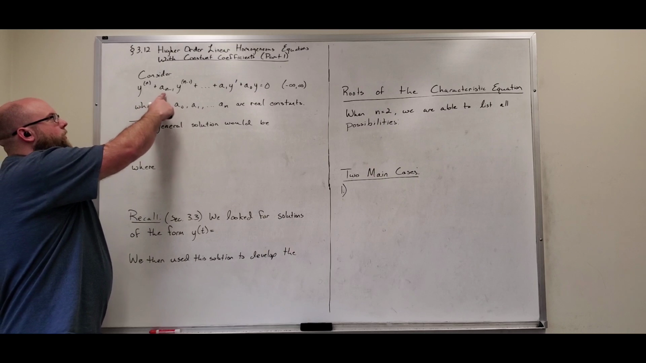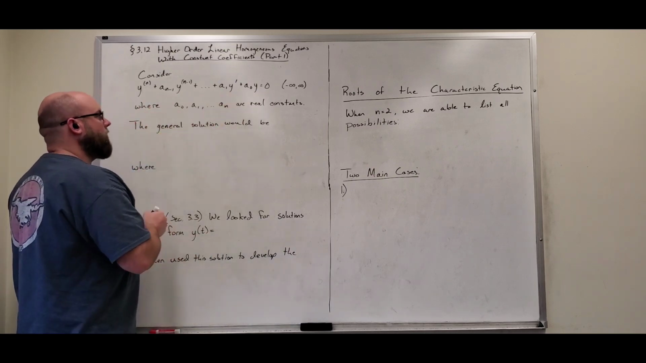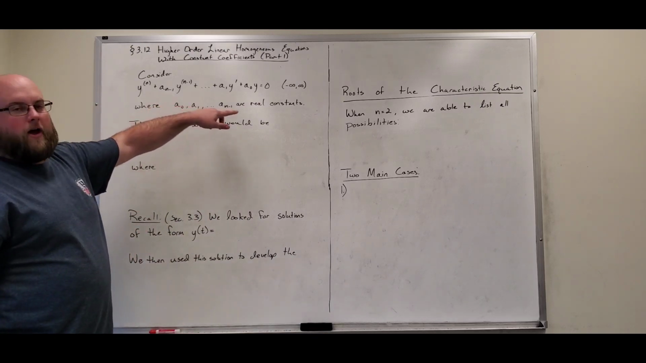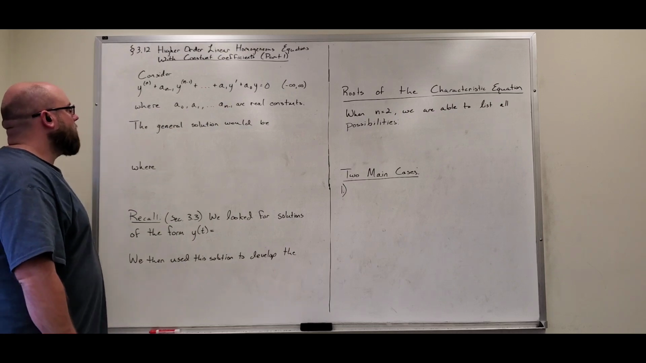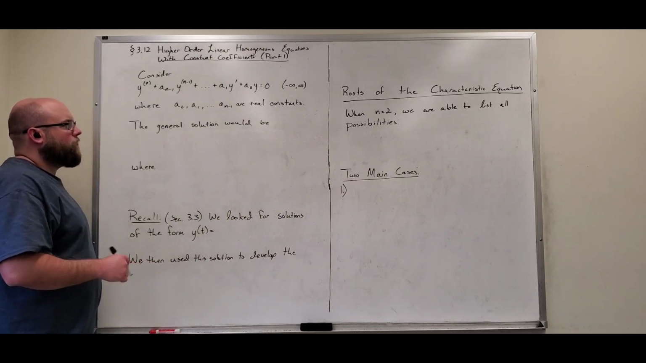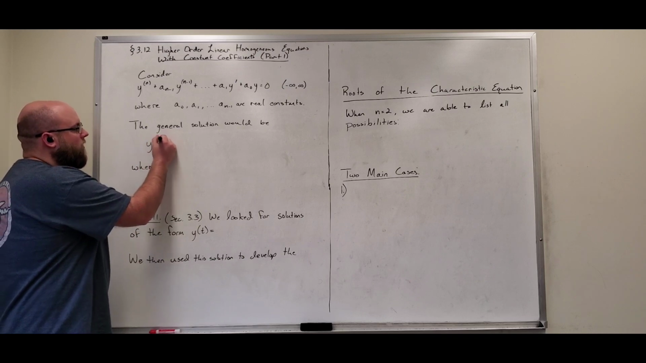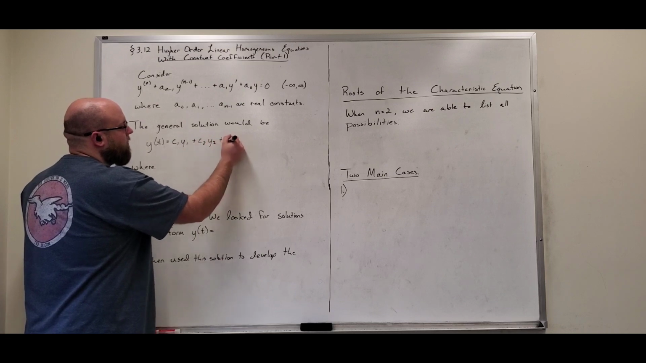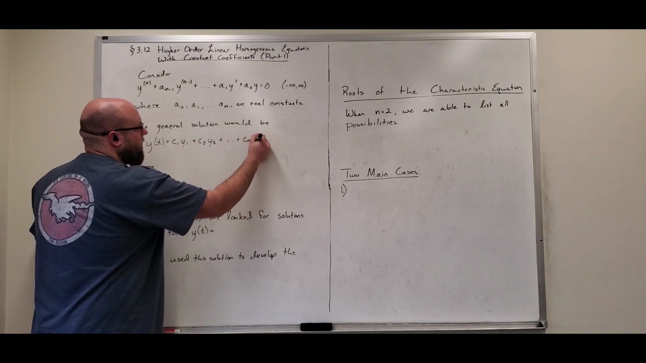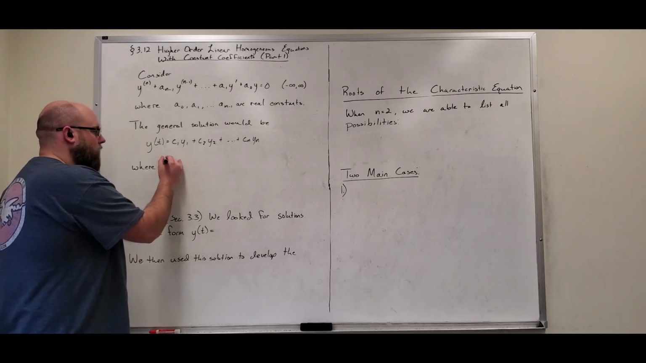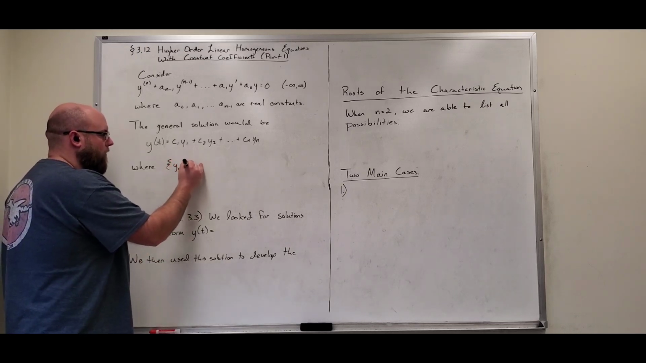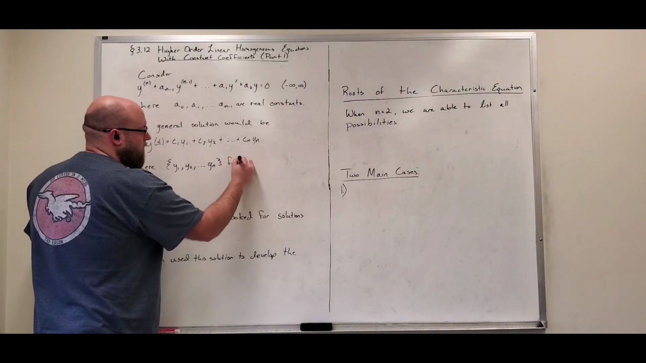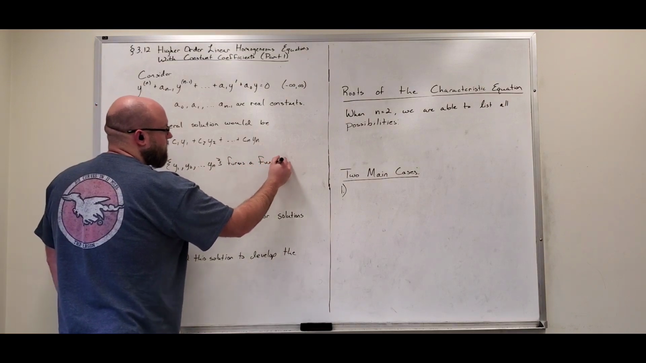Okay, and so we have these a sub n minus 1 and so on. And these guys are just these constant values that are going to happen in front of these. Okay, so the general solution would look of the following form. y of t is equal to c1 y1 plus c2 y2 plus so on up to c sub n y sub n. Okay, here where y1, y2 all the way up to y sub n forms a fundamental set of solutions.